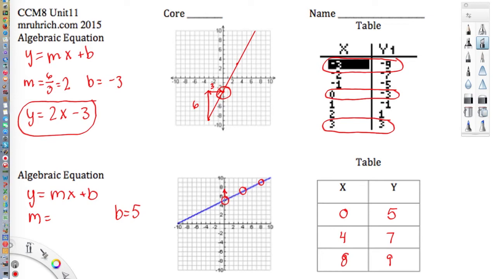And my slope, if I go from this point, I go up. Looks like I'm going up 1, 2. Okay, so I'm going up 2. And then I am going over 1, 2, 3, 4. So my rise is 2, my run is 4, and I can reduce that to 1/2. So my slope is 1 over 2. And now I go to use my slope-intercept form. y = my slope, or m, which is 1/2, times x, plus my y-intercept, or b, which is 5. And there is my equation.